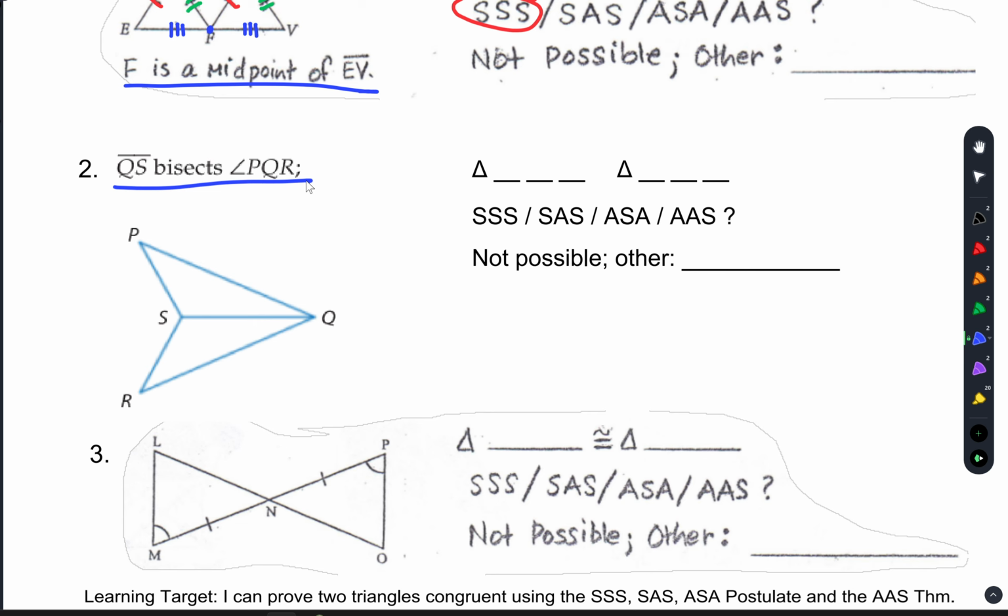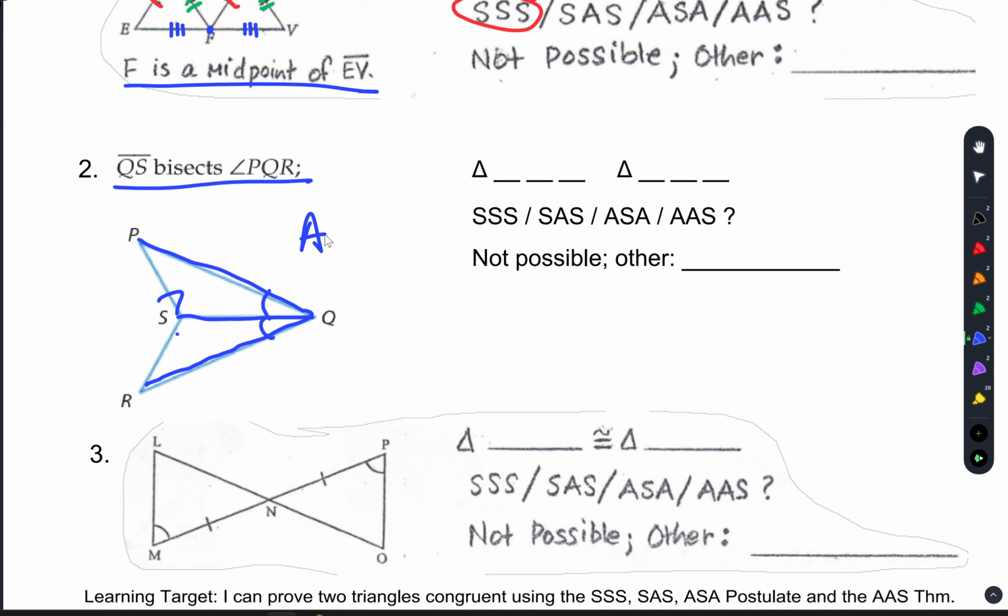Exactly. QS is this segment here. It's bisecting PQR. All that tells me is that this angle and this angle are congruent. It doesn't tell me anything about any segments. It doesn't tell me anything about these angles over here. That's still a big question mark for me. All I know is those two angles.